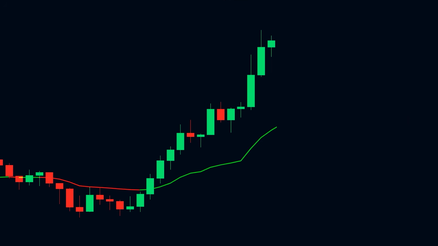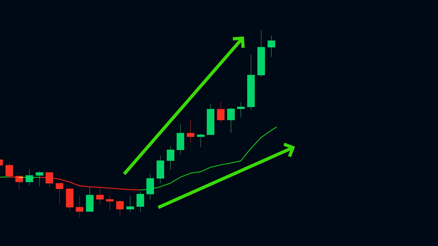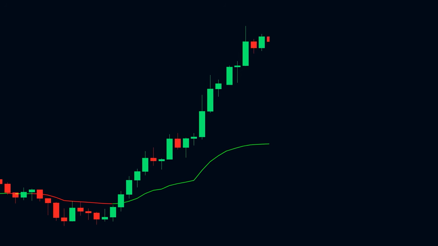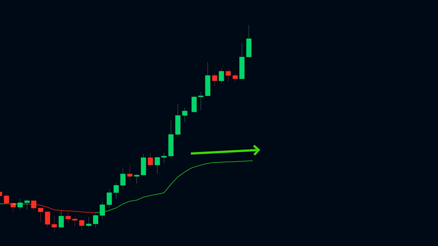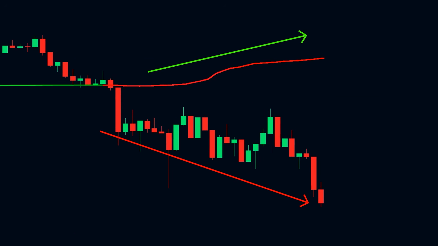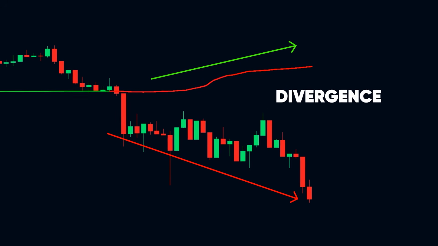The VWAP is supposed to show you where fair value is, based on what buyers and sellers have actually done. So when price is trending in one direction and the VWAP is moving with it, the move is usually healthy. But that's not always what happens. Sometimes price pushes higher, but the VWAP starts to flatten or even drift lower. Other times, price breaks down, but the VWAP starts creeping up. That disconnect between price and value is a divergence. And it's a signal that the move might be running out of steam.